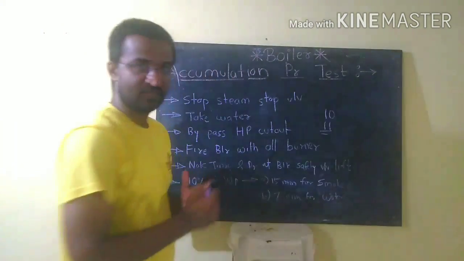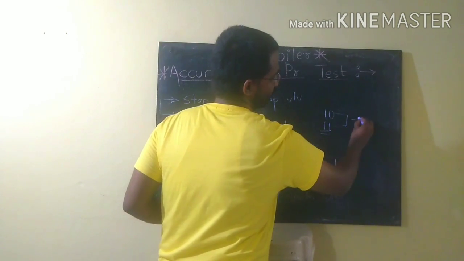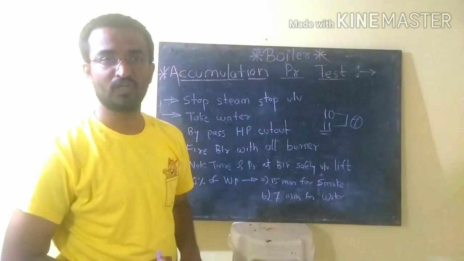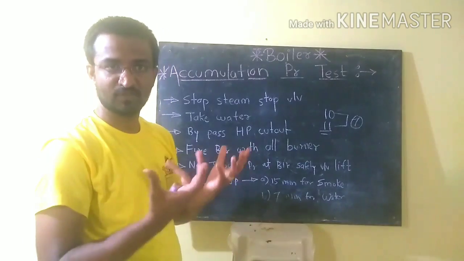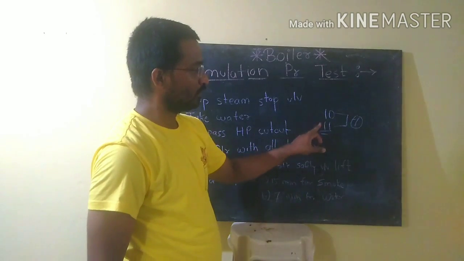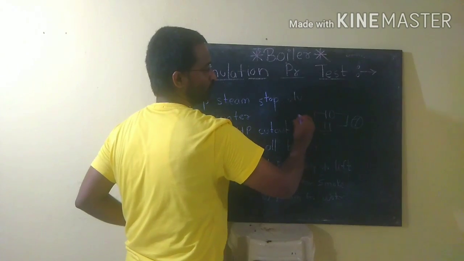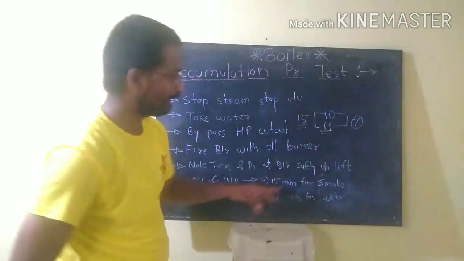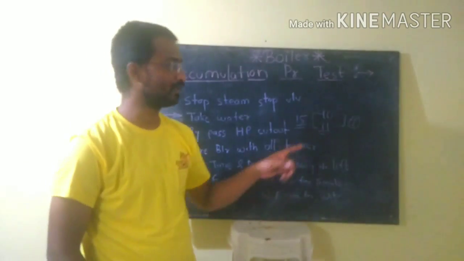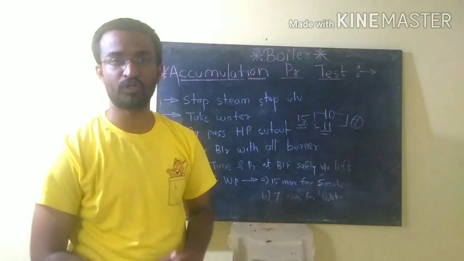So from the time the safety valve lifts, the rise from 10 to 11 bar should not take less than 7 minutes for the water tube boiler. Means in a water tube boiler, when the safety valve lifts and the boiler is firing at the full rate, then 10 to 11 should not go within 7 minutes. It should be more than 7 minutes. And the same for the smoke tube boiler in 15 minutes. Why is it 7 minutes? Because in a water tube boiler the rate of evaporation is higher than in a smoke tube boiler, so the accumulation pressure will be higher in the water tube boiler.